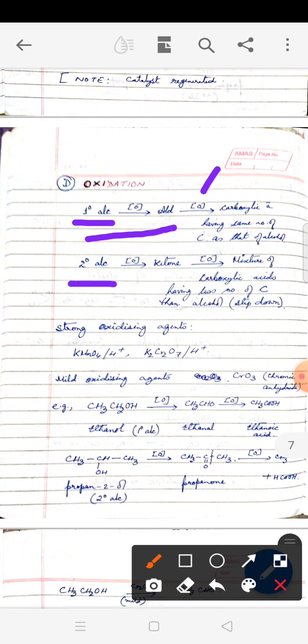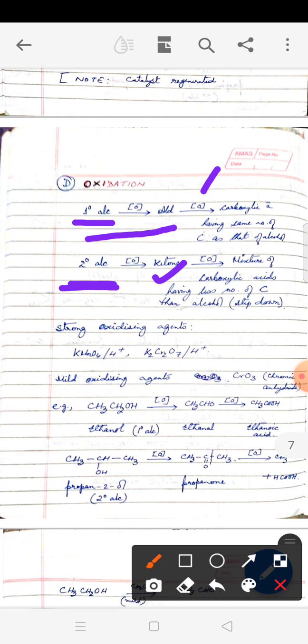However, if it is a secondary alcohol, then on oxidation it will form a ketone. Ketones are more difficult to oxidize. However, if you maintain a drastic condition, then ketones do get oxidized, but in that case they form a mixture of carboxylic acids, and each of the acids formed will have a lesser number of carbon than the alcohol taken. So we can consider it to be a step down reaction. So we'll take examples under this.